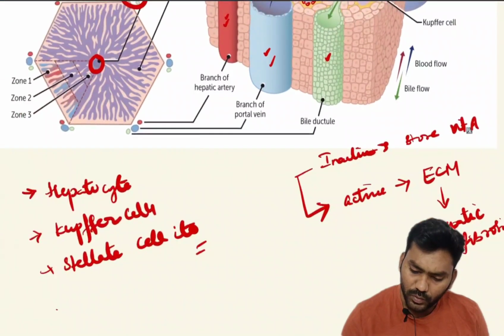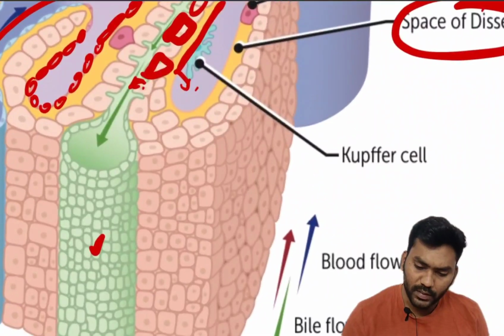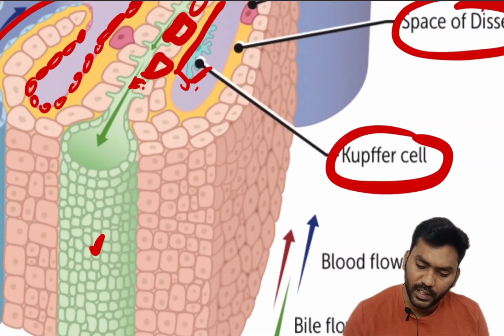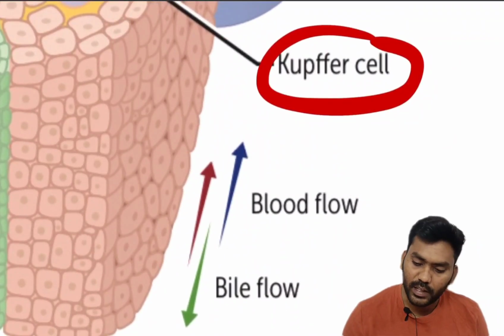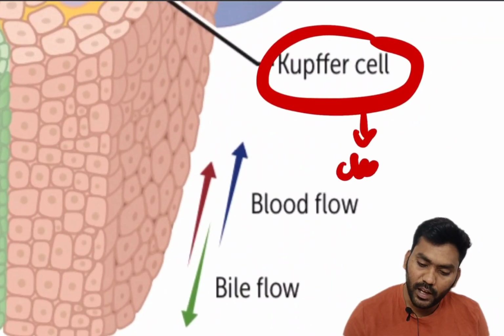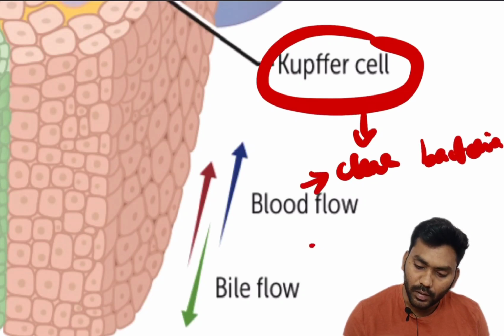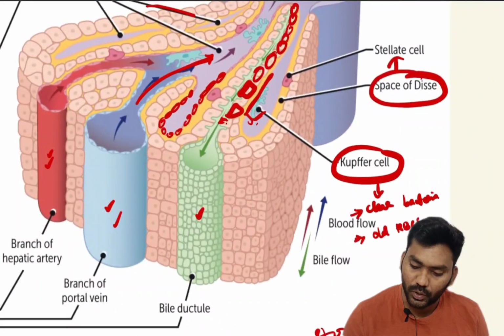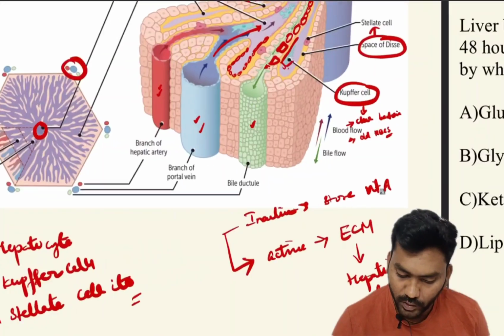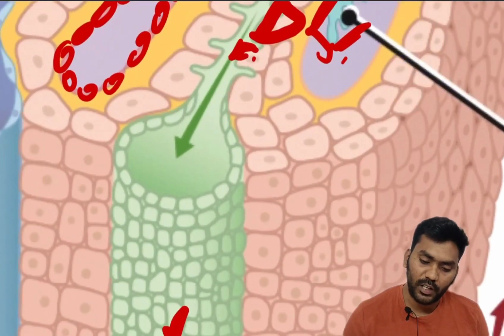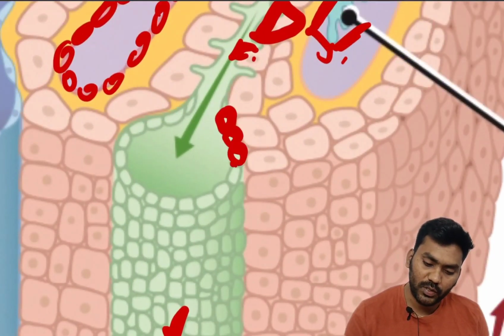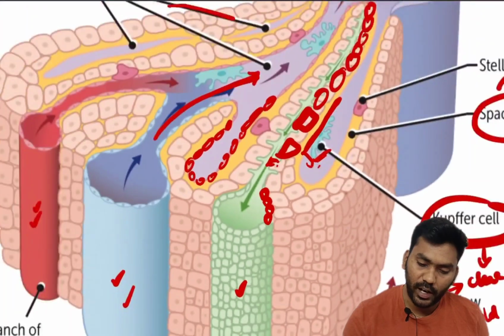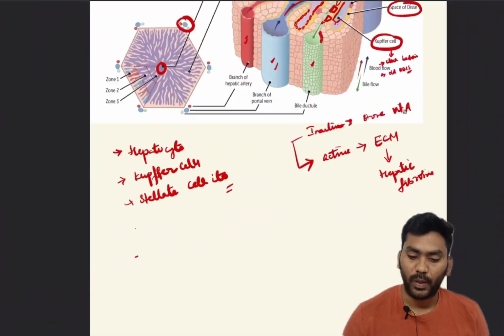Coming to the Kupffer cells, these are present in the liver sinusoids. They are very important to clear bacteria in the sinusoids and also to remove old RBCs. This is also a very important function of Kupffer cells. One more type of cell present in the liver is the cholangiocytes. These cholangiocytes line the endothelium of bile ducts.